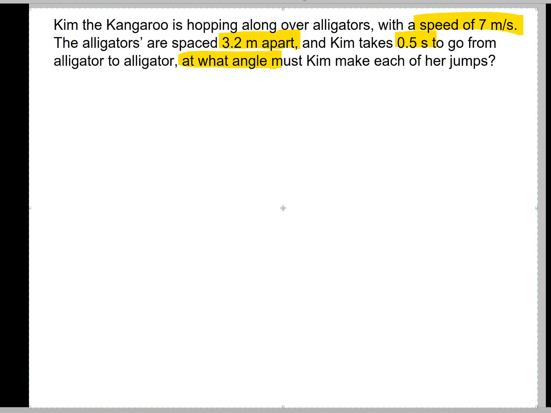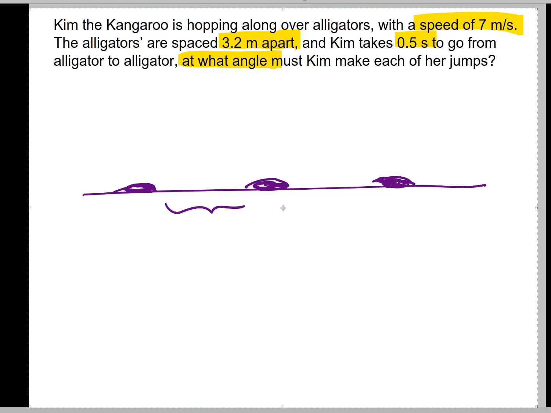Okay, this is an unusual one. We haven't done this type before, which is why we're looking at it as a worked example. So the first thing we'll do is draw a picture of it to visualize. So we got the ground there, and we're going to draw in alligators represented by the purple bumps. So we have 3 alligators. The alligators are a distance apart of 3.2 meters.